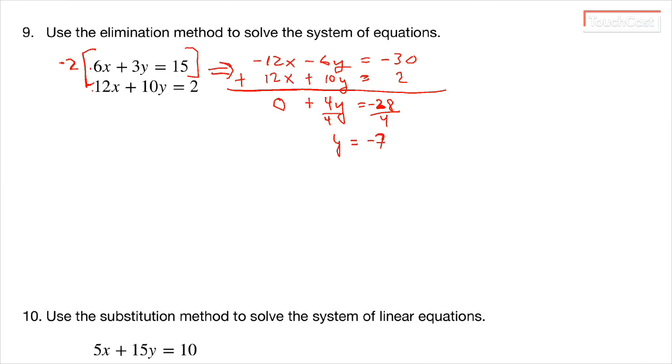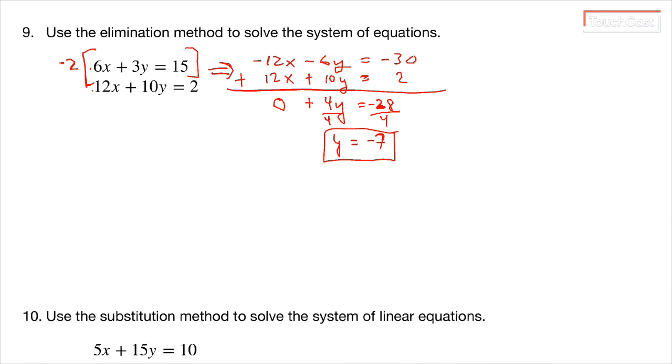But I'm not done yet. That's only half of the problem. I actually have a solution now for y, but now I need to figure out x. And I can basically go back to the original. Don't ever go back to a derived equation. Always go back to the original. And I can plug negative 7 into either of these two equations in order to figure out what x is.